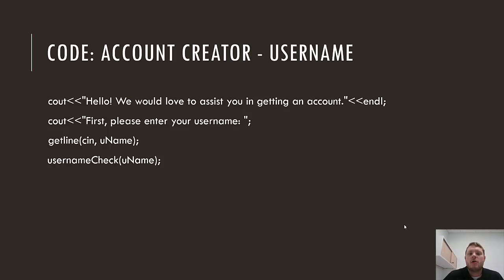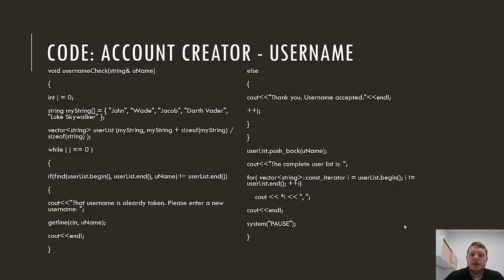So in the first piece of code, we welcome the user, let them know we'll be setting them up with an account, and then we ask them to supply a username for that account. We use the getline function to do that, and then that's stored as a variable, and then we pass that variable to the username check function, which is actually going to be doing the check to make sure that this doesn't exist in our existing list.